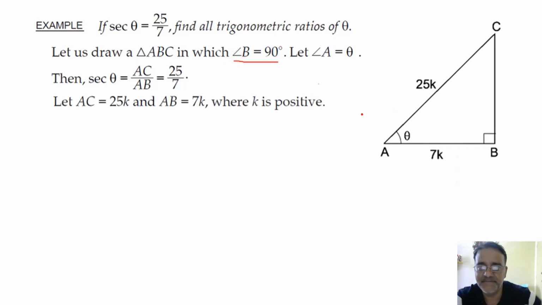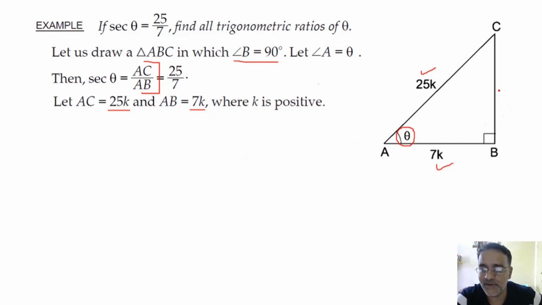See this figure. Now sec theta is hypotenuse upon adjacent, that is AC upon AB. And AC upon AB is given as 25 by 7, right? So 25 by 7 is the ratio, so we'll take AC as 25k and AB as 7k. And I told you in the regular class also, if you write 25 by 7 directly, the board will give marks to you. But because here it is a ratio, that is why I am taking k here.